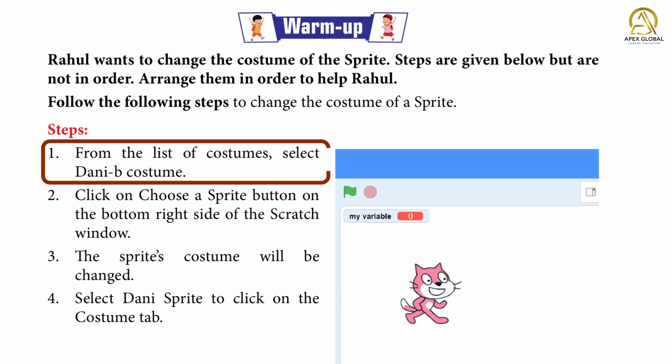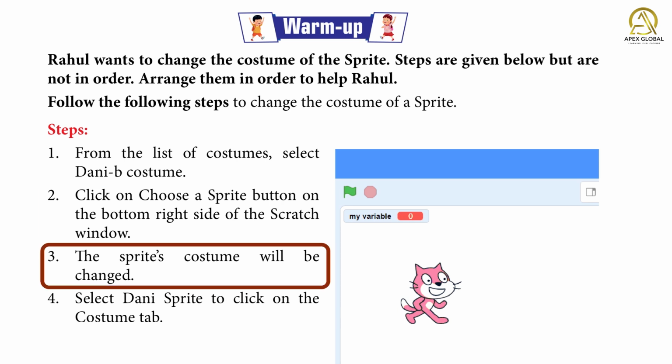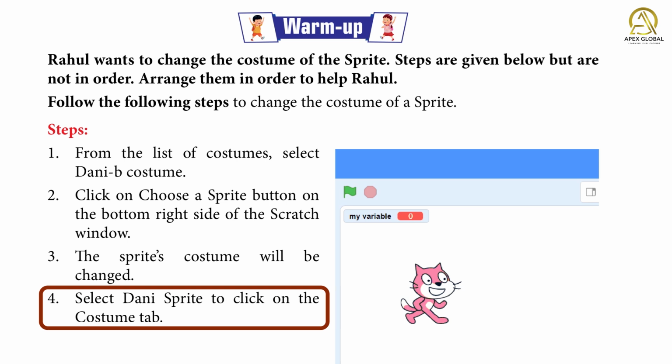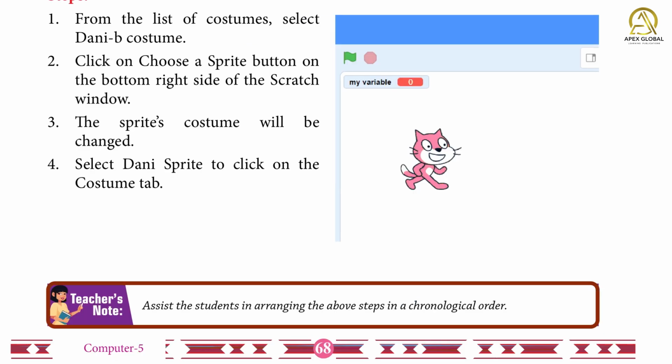Steps. 1. From the list of costumes, select Dani B costume. 2. Click on Choose a Sprite button on the bottom right side of the Scratch window. 3. The sprite's costume will be changed. 4. Select Dani Sprite to click on the Costume tab. Teacher's note: assist the student in arranging the above steps in chronological order.